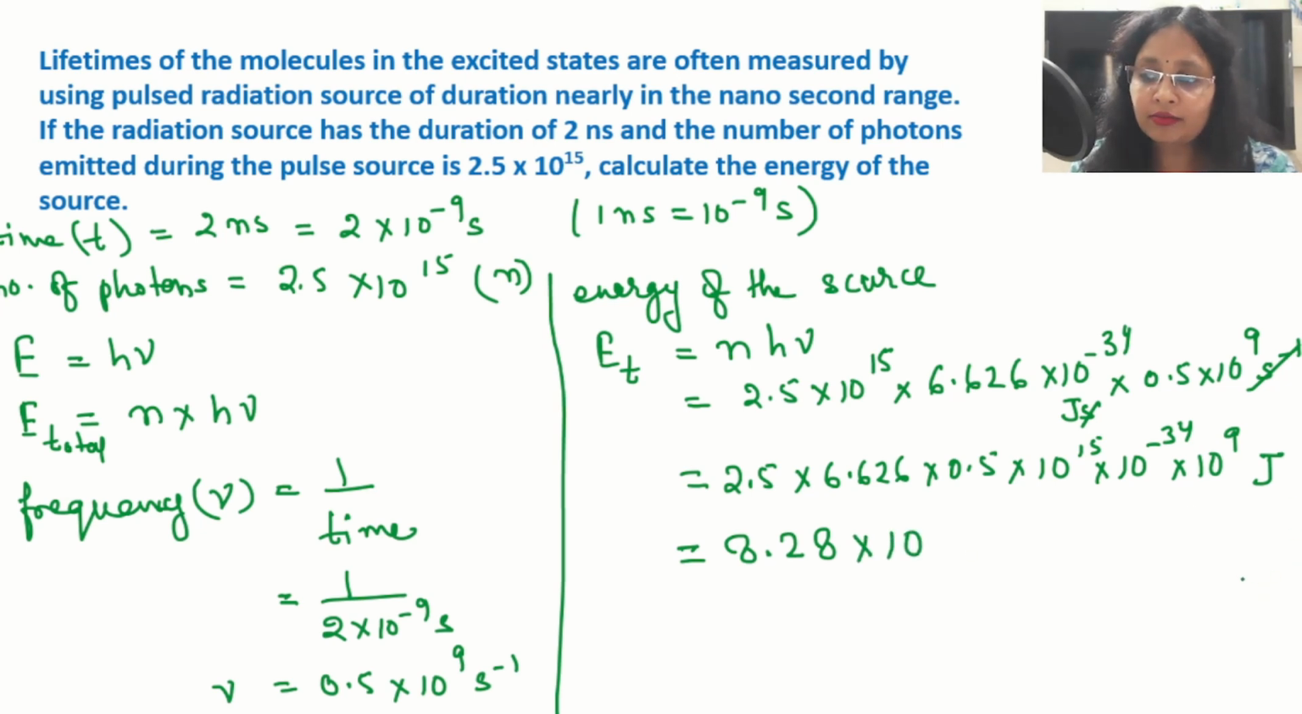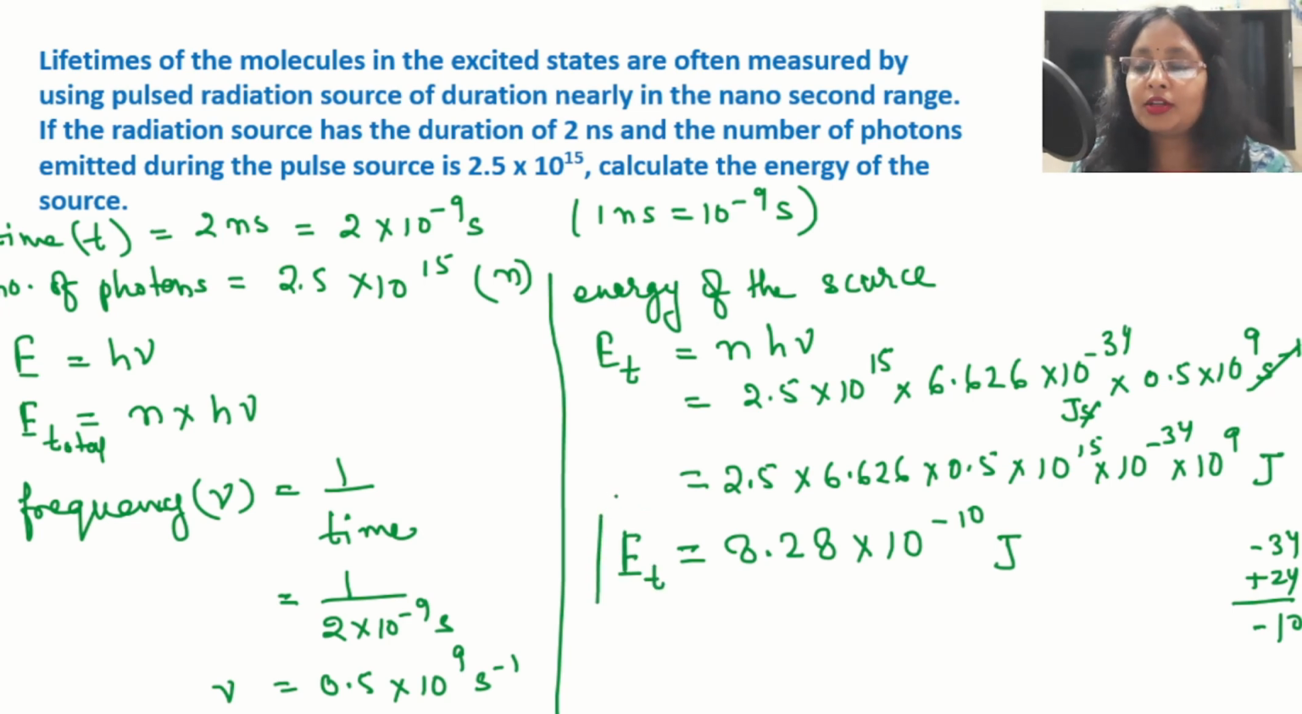Now adjust the values of the power. 15 plus 9, it is 24. So minus 34 plus 24, it become minus 10. So we can write 10 to the power minus 10 and joule. So this is the answer. The energy of the source is 8.28 into 10 to the power minus 10 joule.